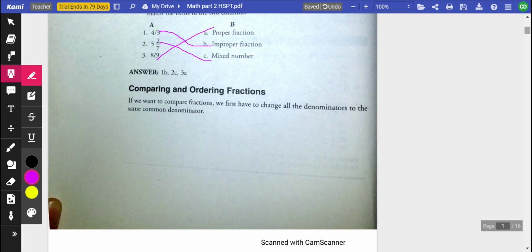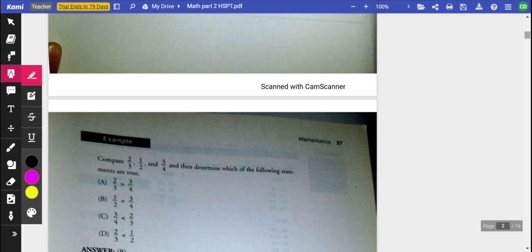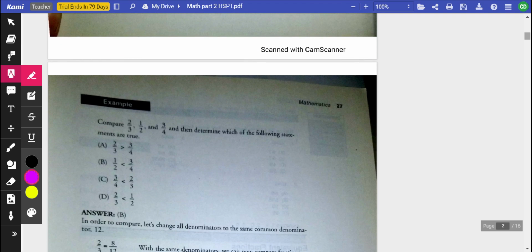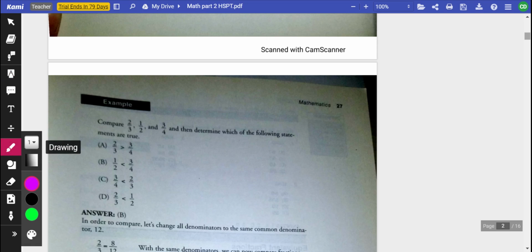If we want to compare fractions first, we have to change all the denominators to the same common denominator. That makes sense, because we can't compare them if we don't know that they're the same units. So for this example, we are asked to compare 2/3, 1/2, and 3/4, and then determine which of the following statements are true. If we're asked to compare these, we would probably want to convert them into a common denominator. And a common denominator here would be to change them all into 12.